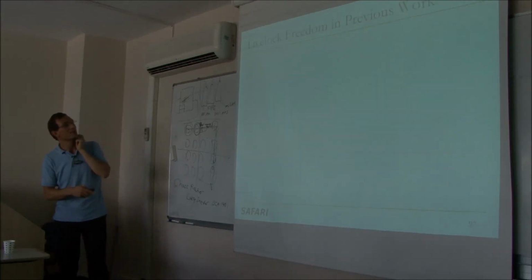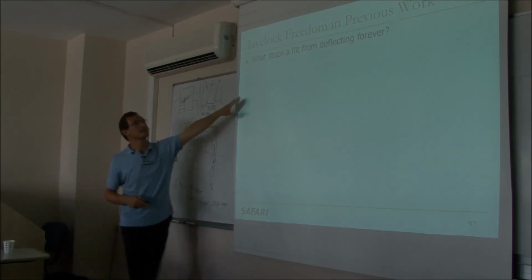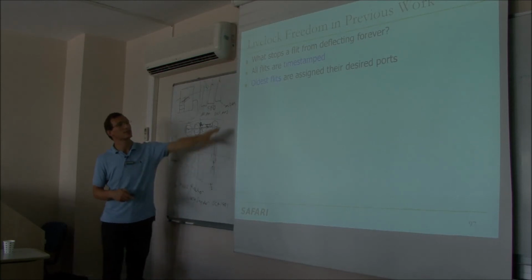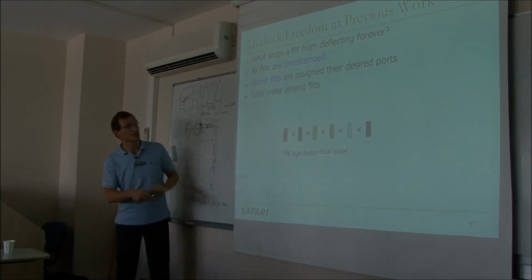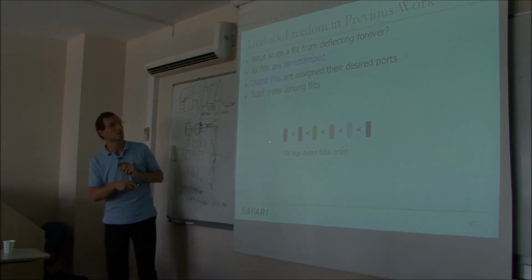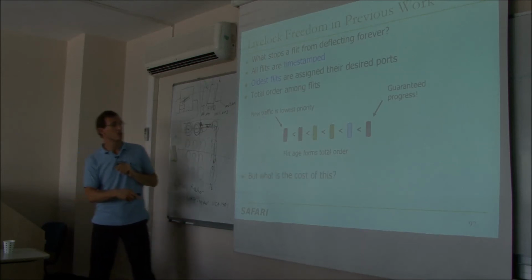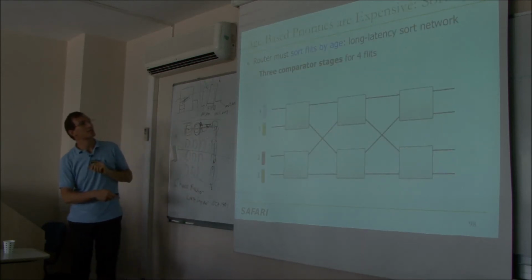So what stops a flit from deflecting forever? Basically, we timestamp all the flits, and all the flits are assigned their desired ports. So the goal here was a total order among flits, which means that you guarantee progress. This flit is guaranteed progress, and new traffic is lowest priority, but there's a cost to this. So how do you actually implement this? So a router must sort flits by age. Basically, you have a long latency sort network.